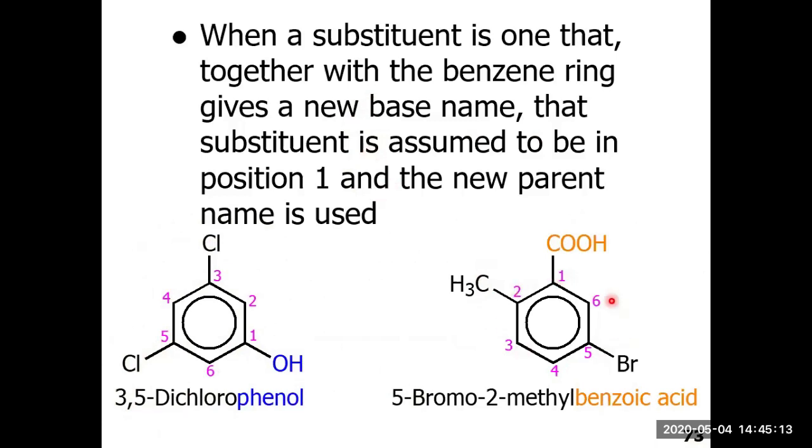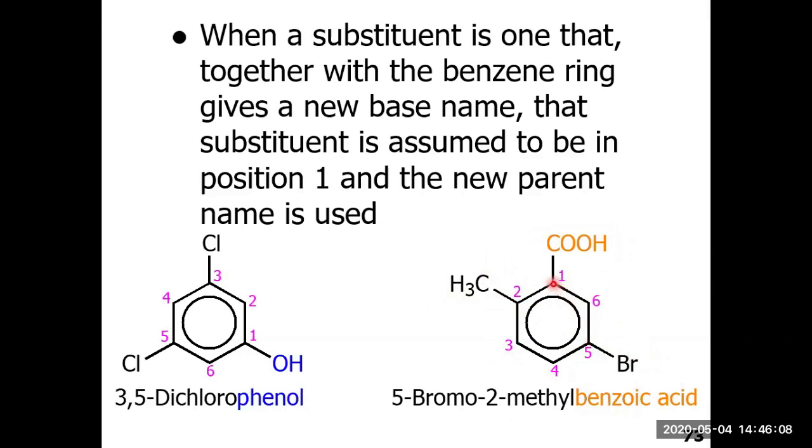We have a benzene ring that has a methyl group, a bromine atom, and a carboxylic acid group. The carboxylic acid group is of higher priority compared to the two other groups. So the carbon in the benzene ring that is attached to the carboxylic acid group becomes the priority, because the carboxylic acid bonded to the benzene gives this molecule a new base name, and that is benzoic acid. Again, we number the benzene ring in such a way that the methyl group and the bromine atom still receive the lowest set of locants.